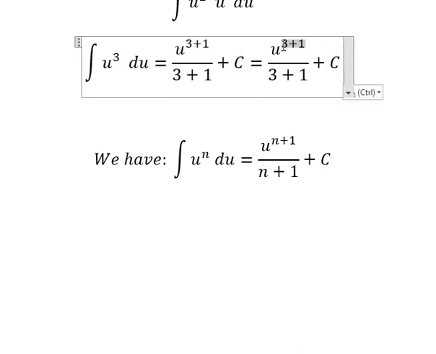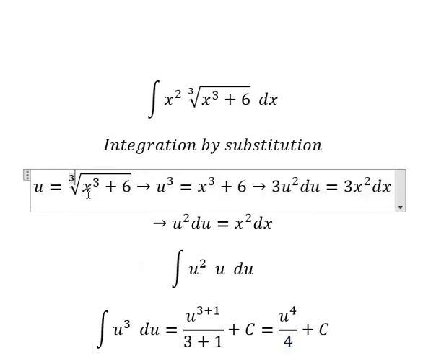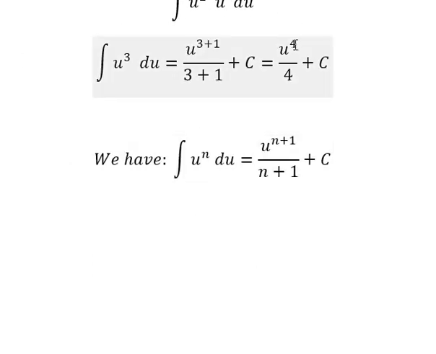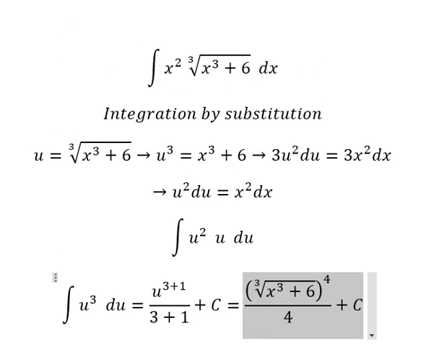So this one we have number 4. This one we have number 4. About u, that is this one. And this is the final answer. This is the end.